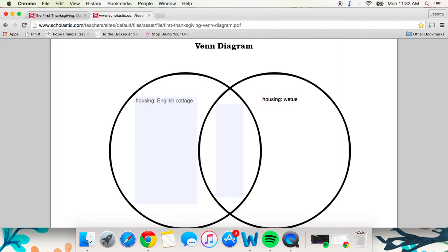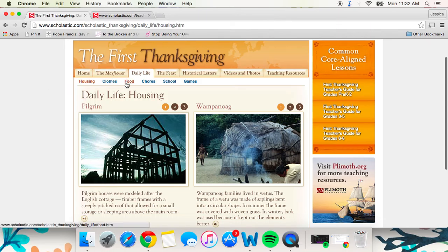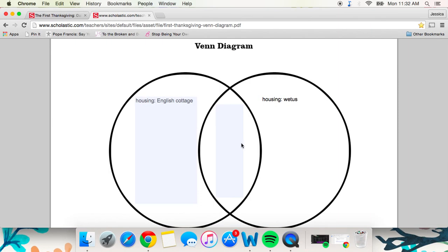And so what we would like you to do is to go through, on this website, housing, clothes, and food, and fill out this Venn diagram according to some of the information that you find in there. And if you find anything that they have in common, then you can type that in here, or similarities. You can put whichever one you want on which side. But just know that these are the things that they do not have in common, these two different sides, and this whole spot is the things that they do have in common.